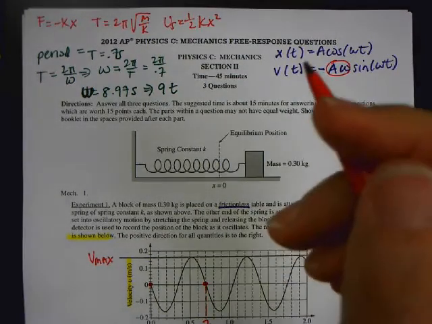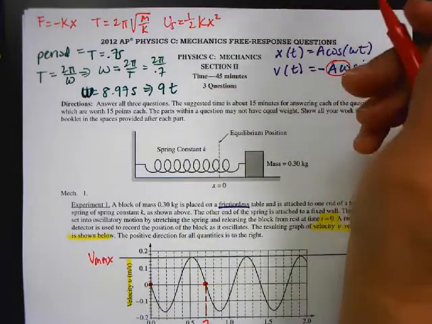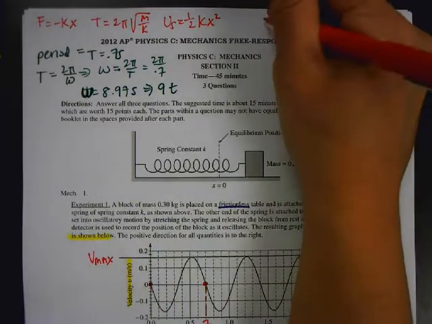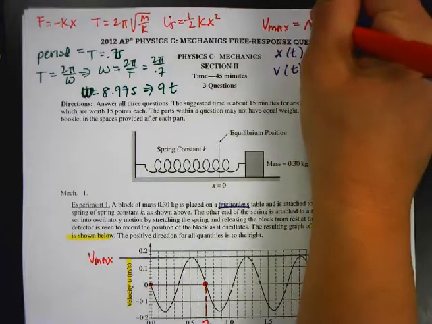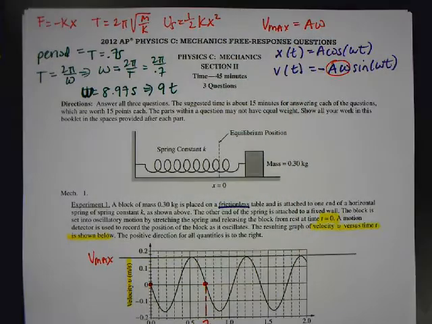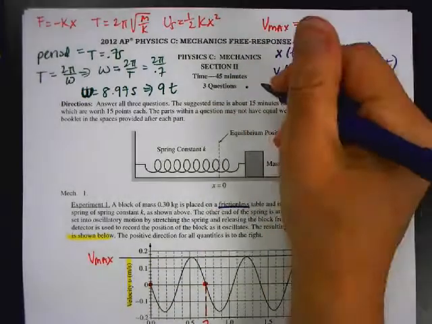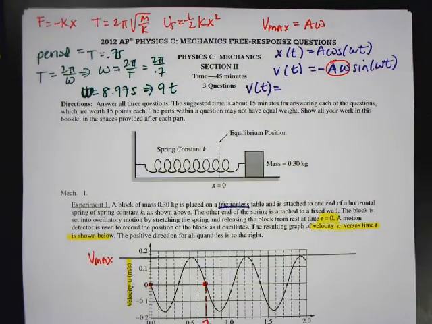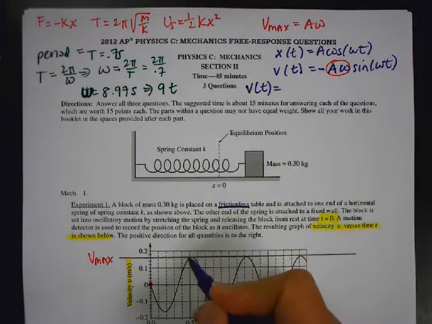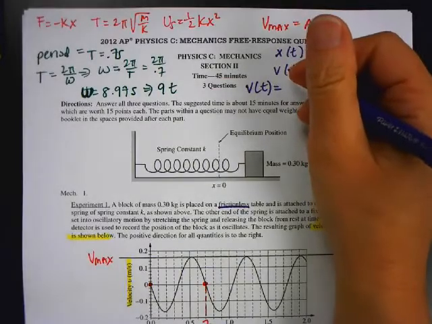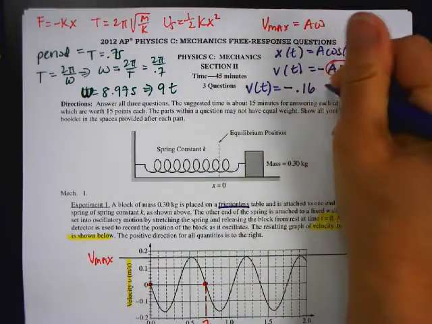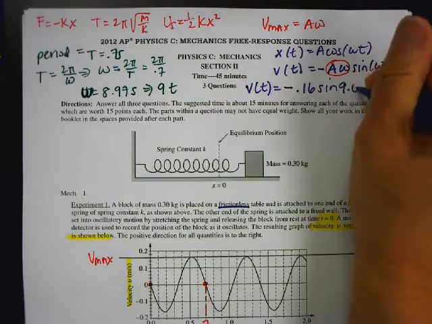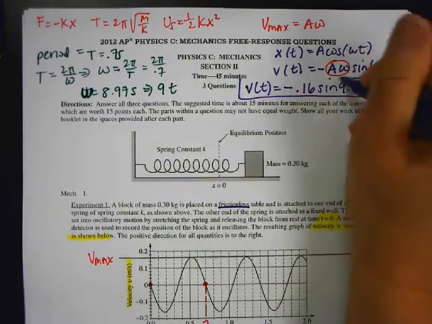Another thing that I know is, on this graph, this has V max. I don't have the amplitude, but I know that V max is equal to A omega. So now when I do this equation, for part A, V sub T is equal to A omega, which is V max. Can I read that off the graph? Yes, V max is 0.16. So V sub T is going to be negative 0.16 sine, and we'll just leave it, you can do 8.97, we'll just say 9t. So that's our answer for part A.